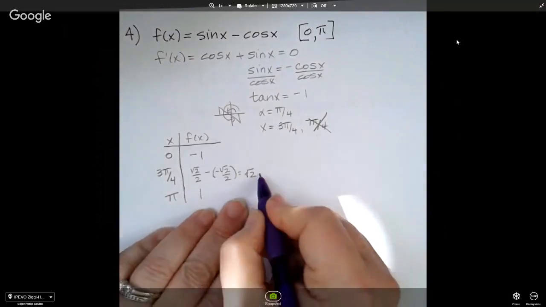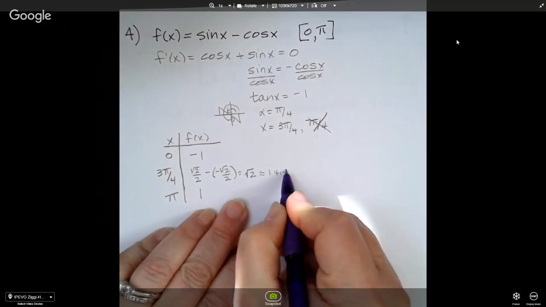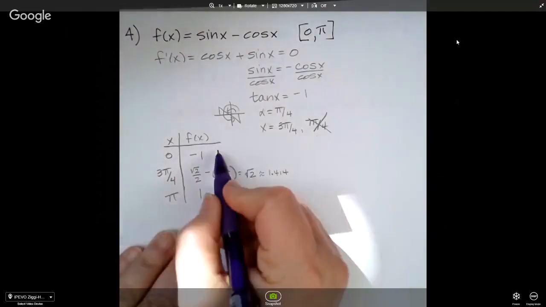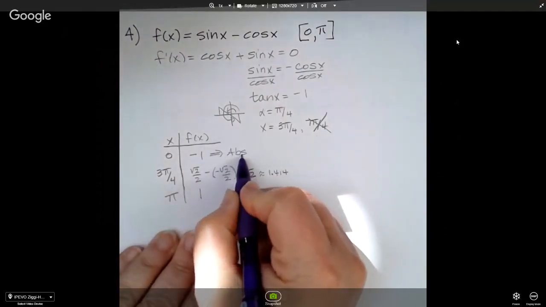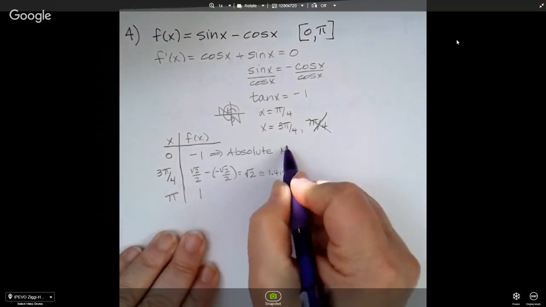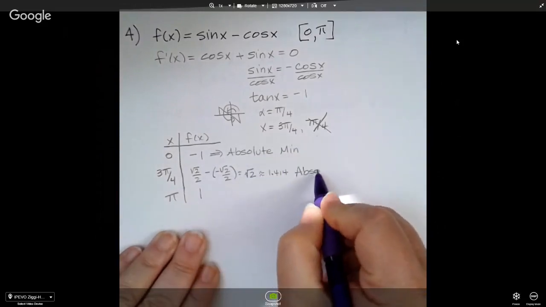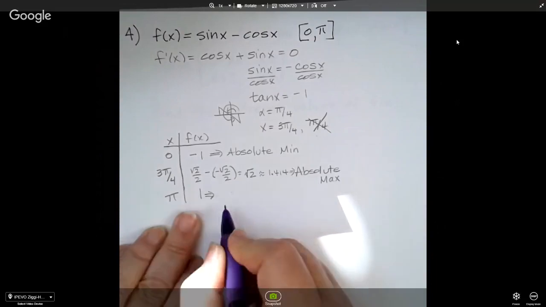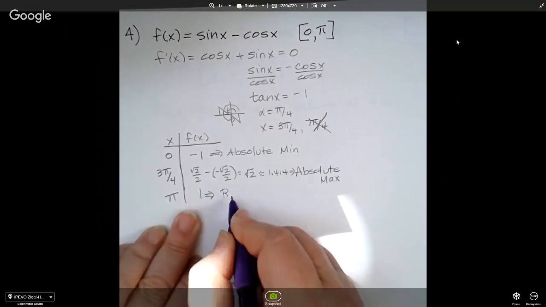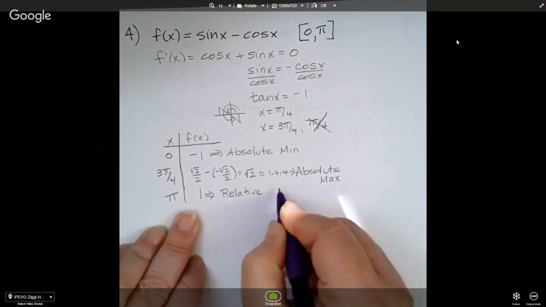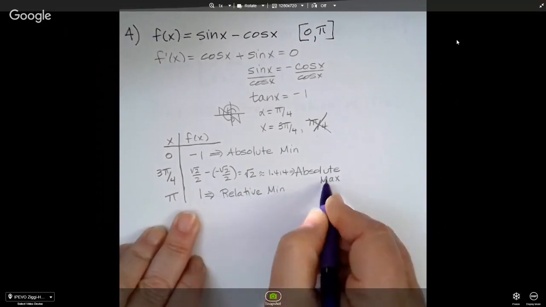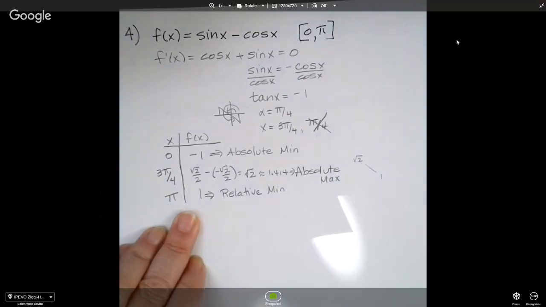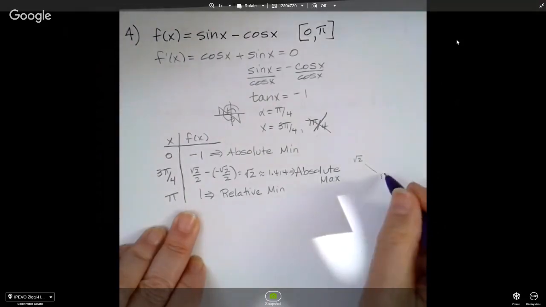And just remember that root 2 is bigger than 1. It's about 1.414. So what wins? Which is the absolute minimum? Well, this one right here, because it's the lowest y value. This is the absolute minimum. This is the absolute maximum. And this is a relative minimum. Now, why is it a relative minimum? Well, I'm starting at a maximum, and I have to go from the maximum downward. So this would be root 2 going down to 1 in the y values. So do you see how that would be a minimum?